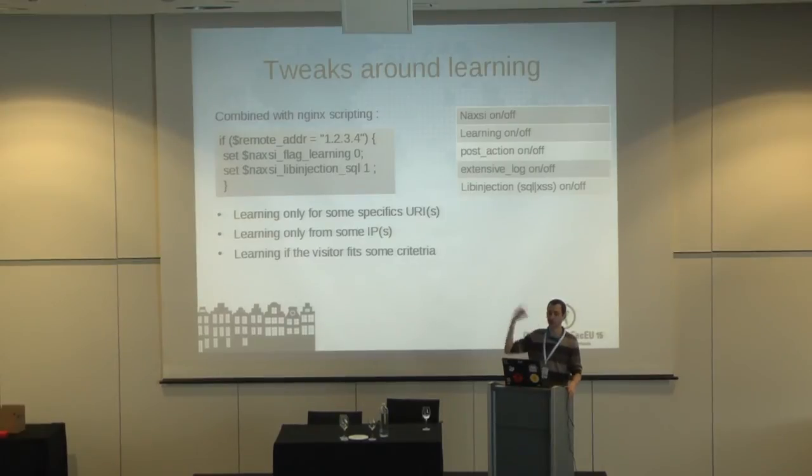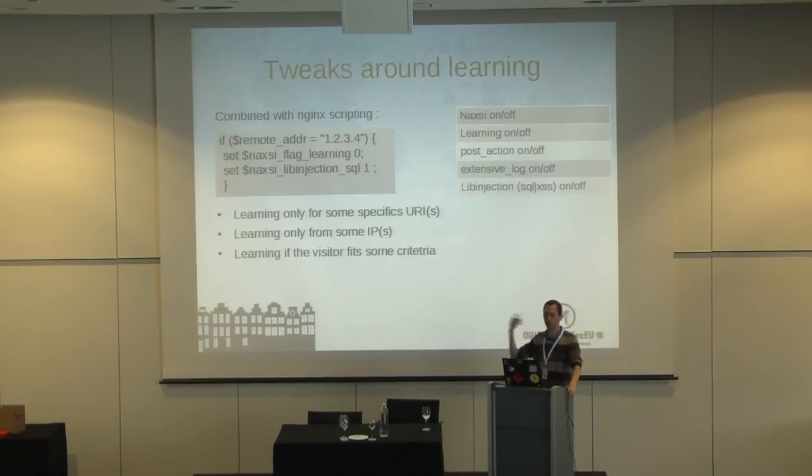So here, for example, I'm saying people coming from a very specific address, I will disable learning and I will turn on the libinjection engine. But as well, for example, if tomorrow a vulnerability appears in WordPress or an SQL injection in a specific WordPress plugin, you can say for this specific URL, or this URL matching this regular expression, I'm going to enable libinjection and I'm going to turn off learning. It means that every SQL attempt will be dropped, but only for this URL or this parameter, which is quite convenient when you need to do some quick and dirty patching or react very quickly facing vulnerabilities.